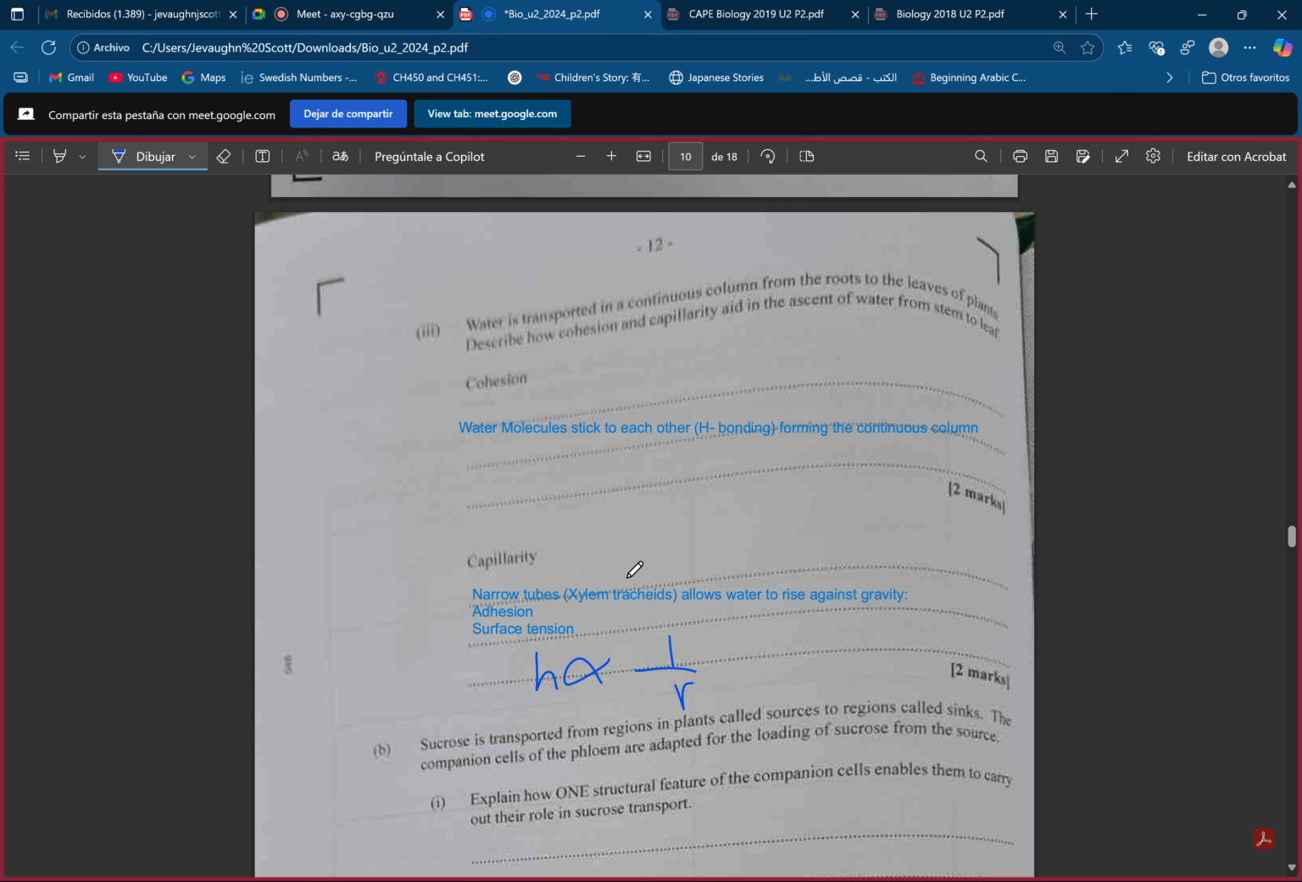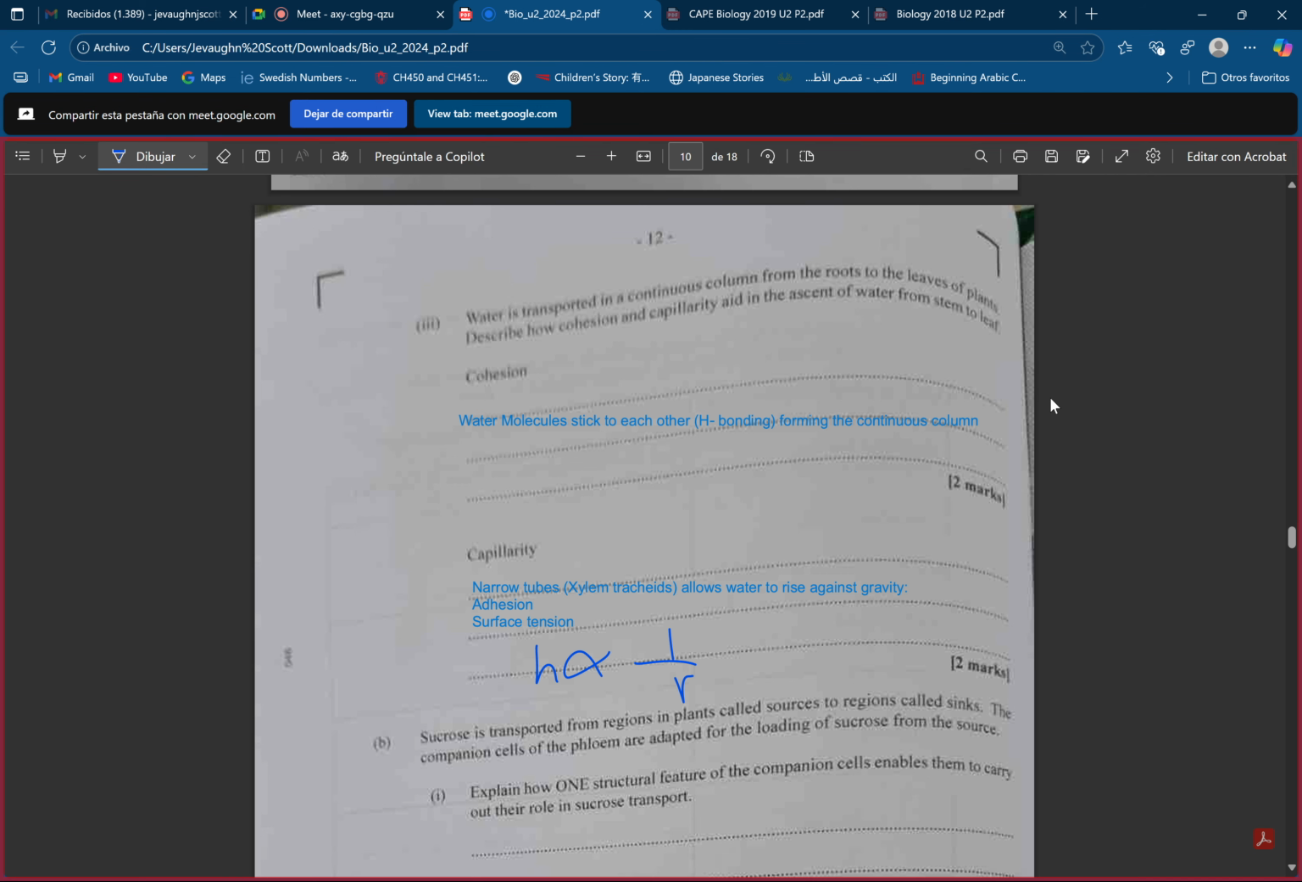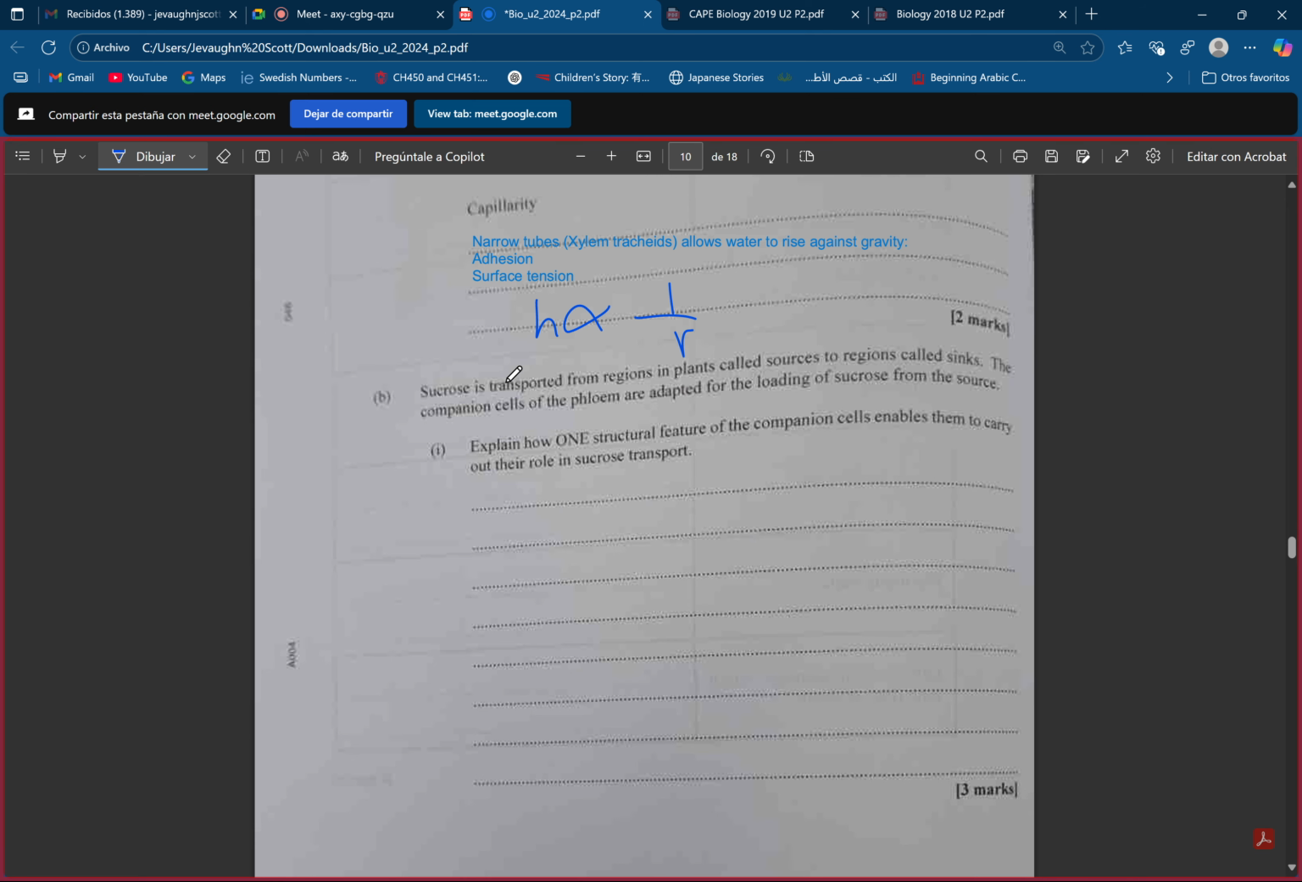Alright? Hopefully me adding in these concepts doesn't confuse anything for anybody. Alright, but that is that there. B. Sucrose is transported from regions in the plant called sources to regions called sinks. The companion cells in the phloem are adapted for the loading of sucrose from the source. Explain how one structural feature of the companion cells enables them to carry out their role in sucrose transport. Alright? So, any brave individual would like to answer this question.